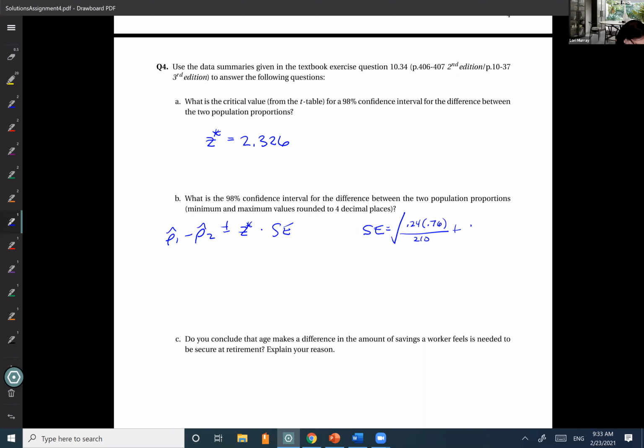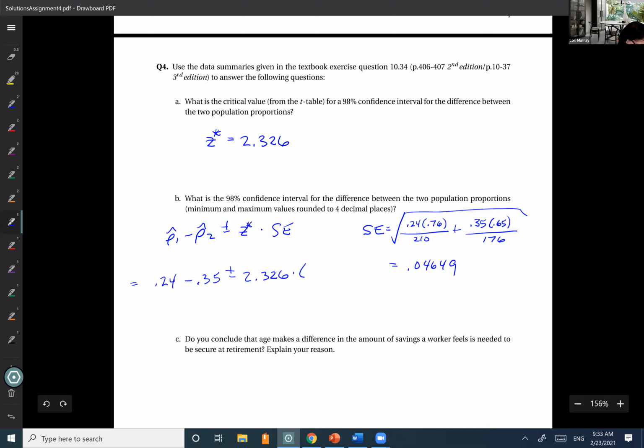So 0.35 times 0.65 divided by that sample was 176. That ends up being 0.04649. So we have everything we need. The p hats correspond to 0.24 subtract 0.35 plus or minus, there's our critical value Z star, 2.326, multiplied by, I'll put a bracket here so it keeps it straight, 0.04649. I'll keep that separate.